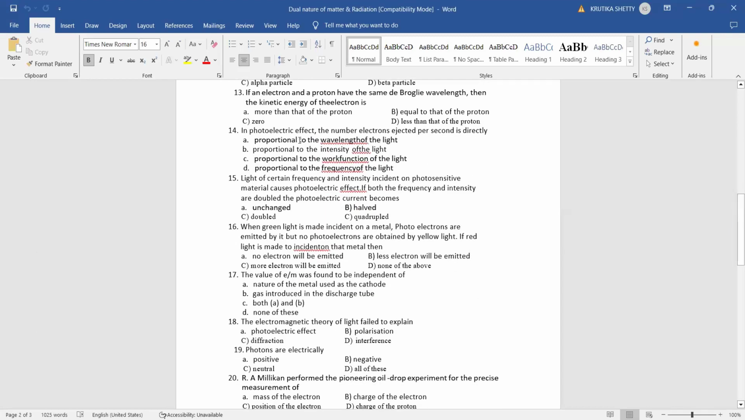Option D, beta particles have the largest de Broglie wavelength. So question number 13. If an electron and a proton have the same de Broglie wavelength, then the kinetic energy of the electron is.